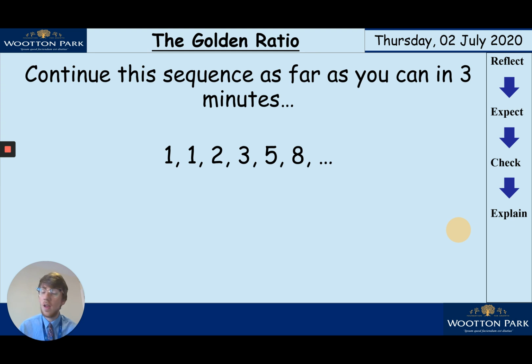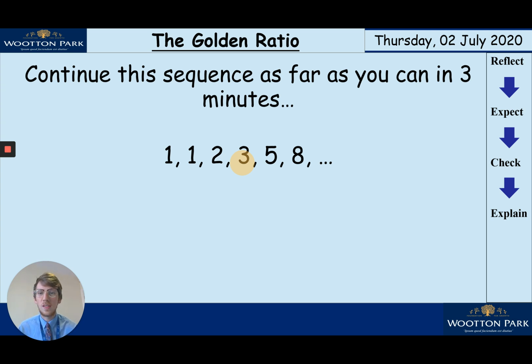Okay, if you're not sure and you're looking for a hint, I'll give you a hint now. Think about how these two terms are related to this term, and how these two terms are related to this term. So now pause the video, give yourself 3 minutes, continue the sequence as far as you can. Okay, so hopefully you've given yourself that time.